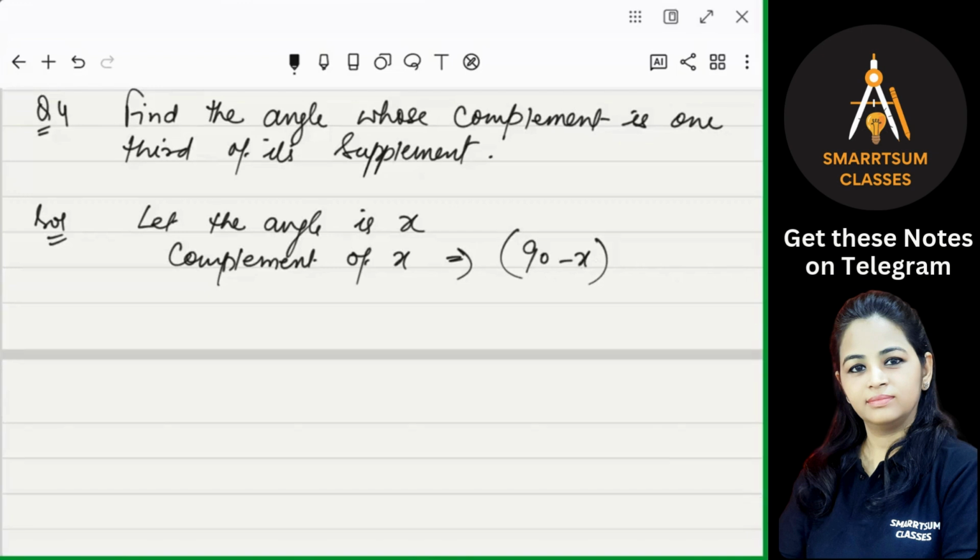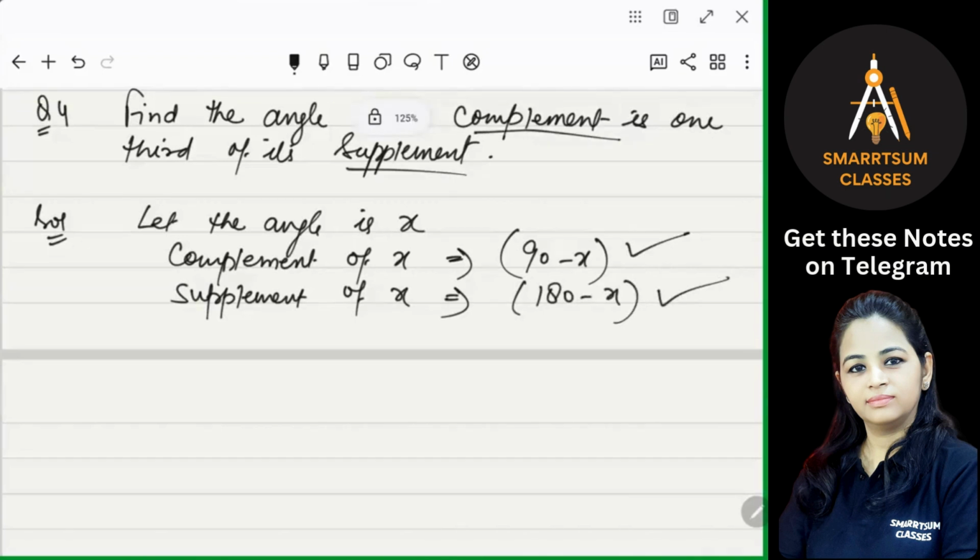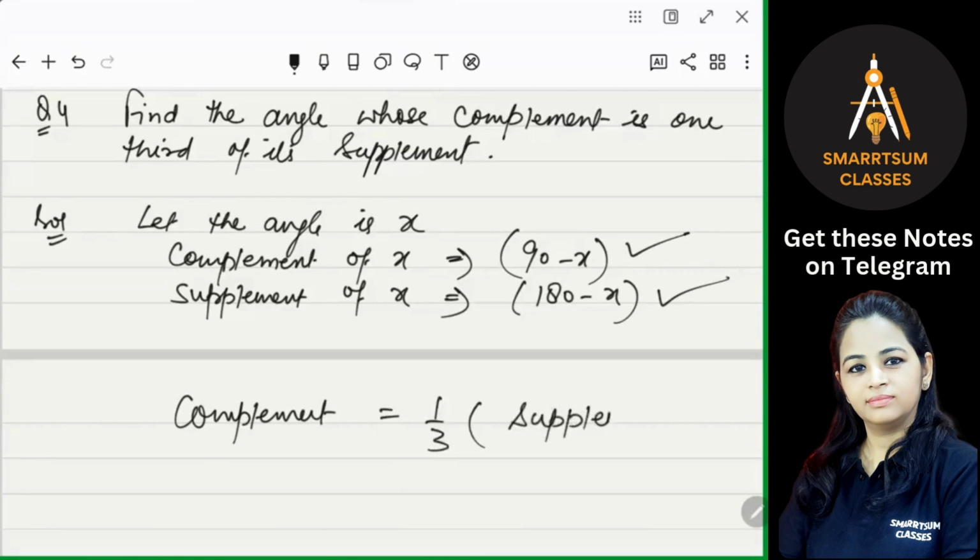Now, what will be the supplementary angle of this? Supplement of x is 180 minus x. So this is the complement of x and this is the supplement of x. Now, there is a relation given between the complement and supplement of this angle x: the complement is 1/3 of its supplement. Getting it? So the complement of x is equal to 1/3 of the supplement of x.